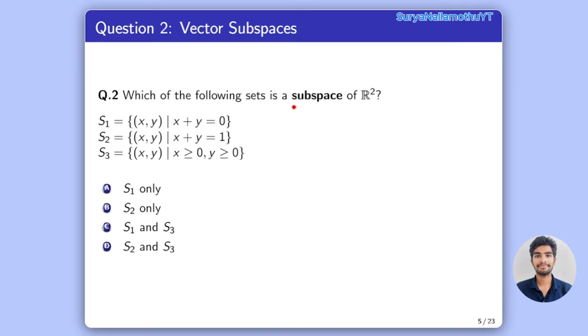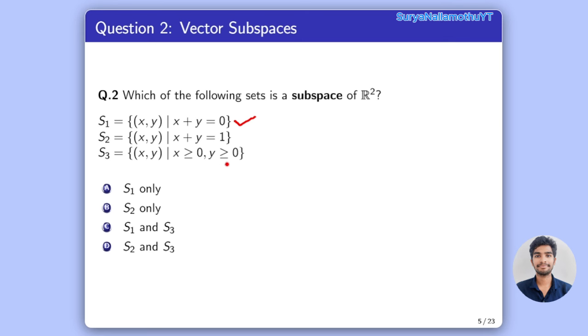Which of the following sets is a subspace of R square? The given sets are S1, S2, S3. In S1, the set of x comma y with the condition x plus y is equal to 0. In S2, x plus y is equal to 1. In S3, x is greater than or equal to 0 and y is greater than or equal to 0. Based on the analysis, if x plus y is equal to 0, there is a chance: x is 1, y is minus 1, and also 0 plus 0, so it becomes 0. So there is a chance it is a subspace.